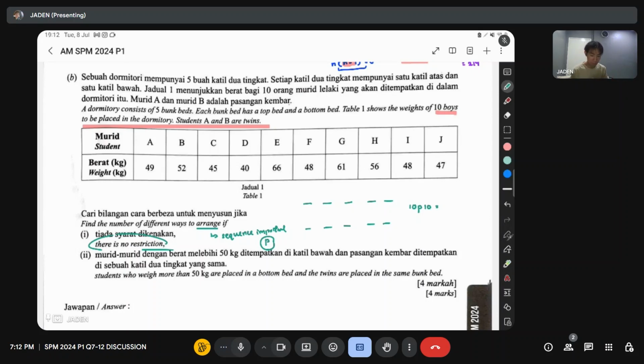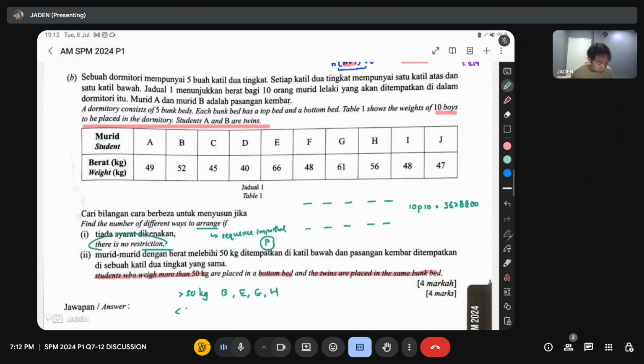10P10. All right, this is 3628800. Yep, this is 10P10. Okay, number 2. Find the number of different ways to arrange if students who weigh more than 50 kg are placed in a bottom bed and the twins are placed in the same bunk bed. Okay, so we list down which students are more than 50 kg first. More than 50 kg, we have B, E, G, and H.